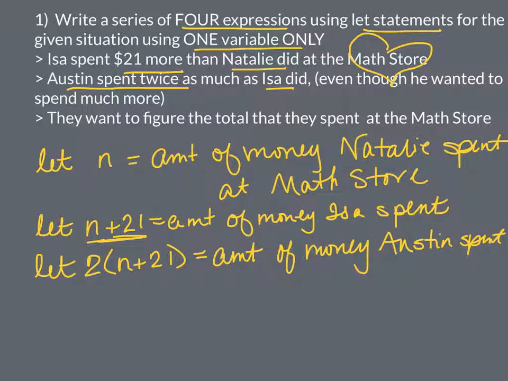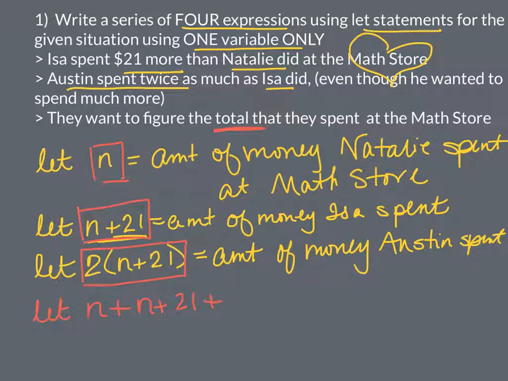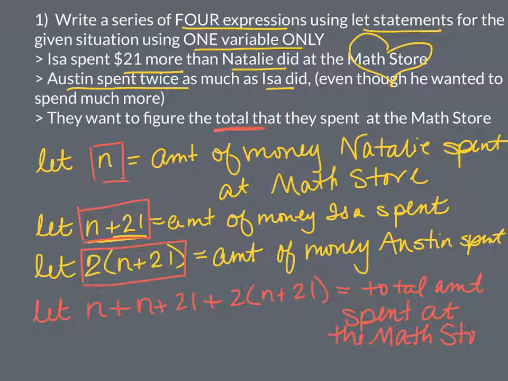Okay. Now the final thing is that we need to find the total. I know that I find a total by adding. I'm going to add each of the expressions that I've already written. So I'm going to have let n, that's how much Natalie spent, plus n plus 21, that's how much Isa spent, plus 2 times the quantity of n plus 21, that's how much Austin spent, and that equals the total amount spent at the math store.